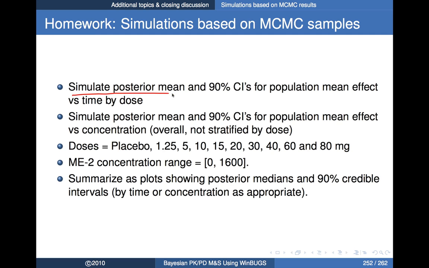In particular, let's have you simulate the posterior mean and 90% credible intervals for the population mean effect versus time, and do that for each dose level. And then the second part is the posterior mean and 90% credible intervals for the population mean effect versus concentration. In this case, you don't stratify it by dose, just do that for the overall concentration effect relationship.